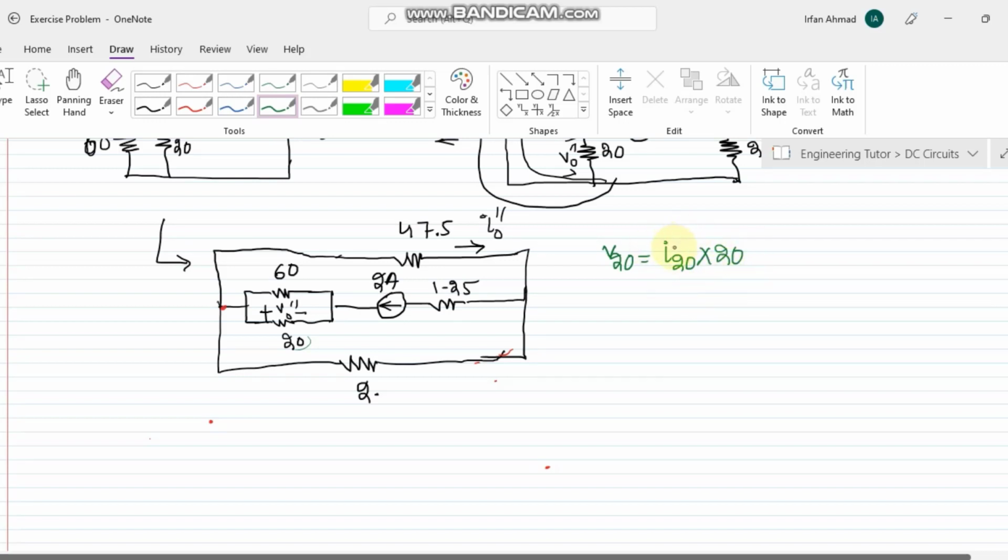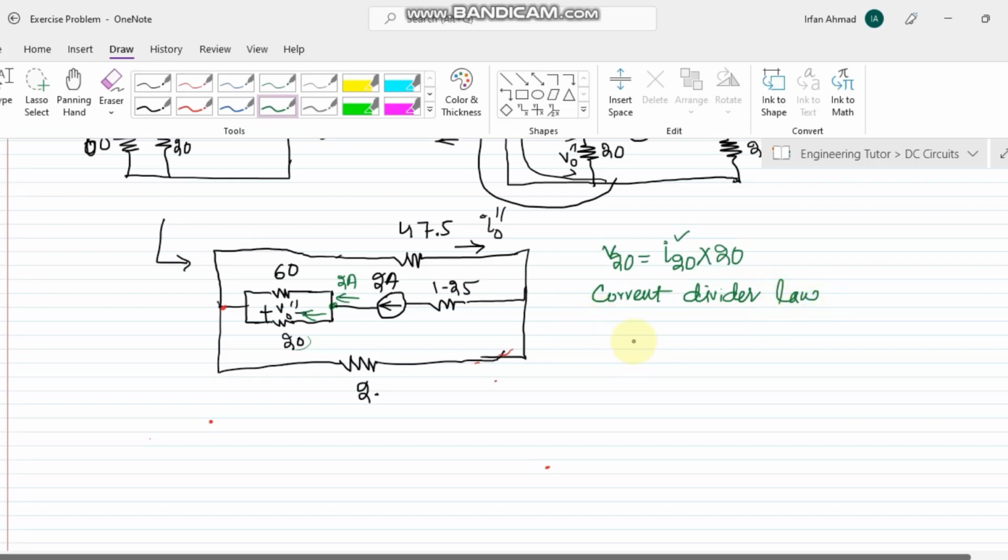But we don't know the value of I20, which is flowing through this resistor here, and we can easily see that the value of the source current here is 2 amps, from which I have to find the value of I20, which is in parallel with the 60 ohm resistor. So I can very easily use the current divider law.